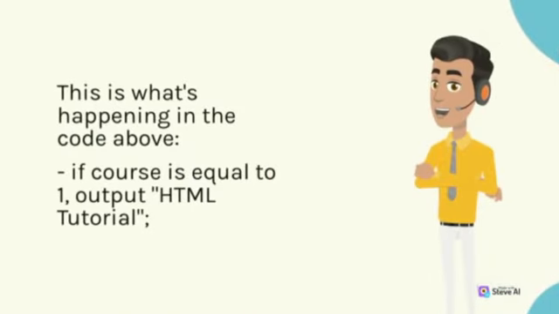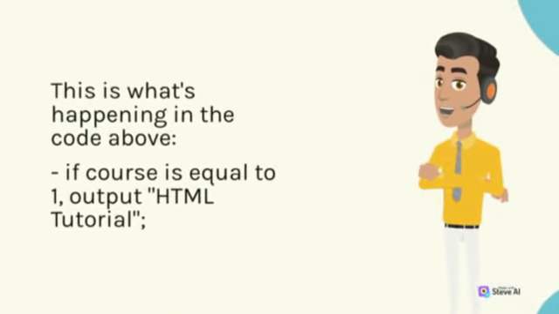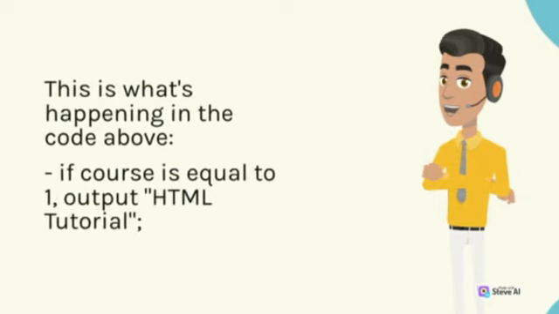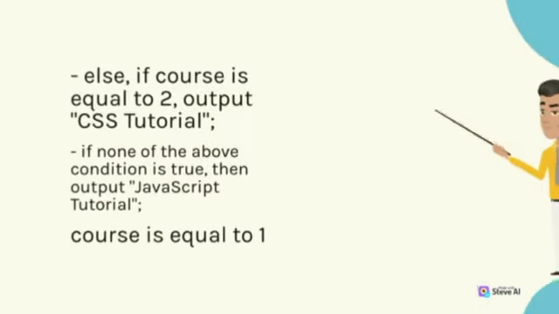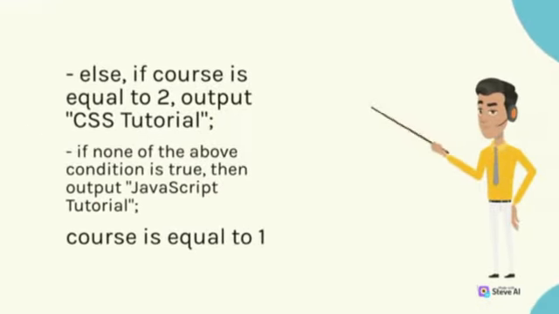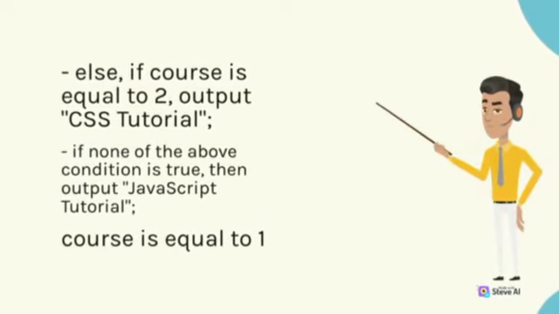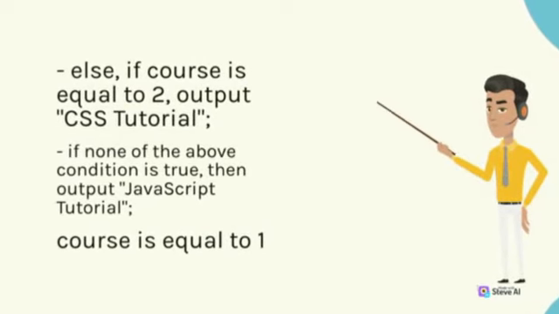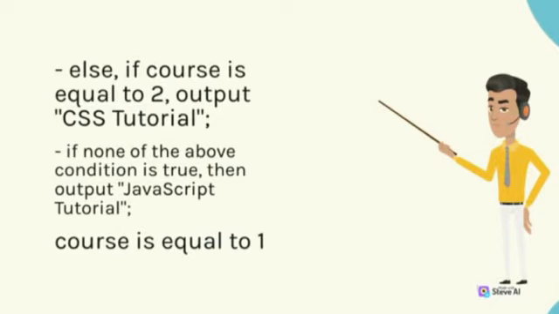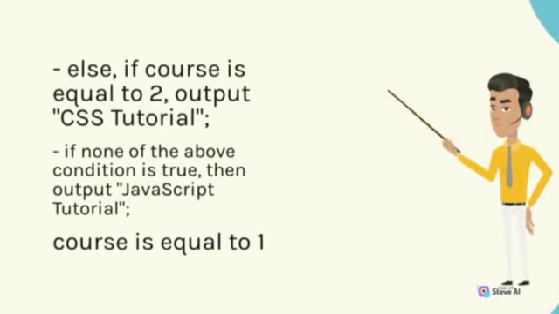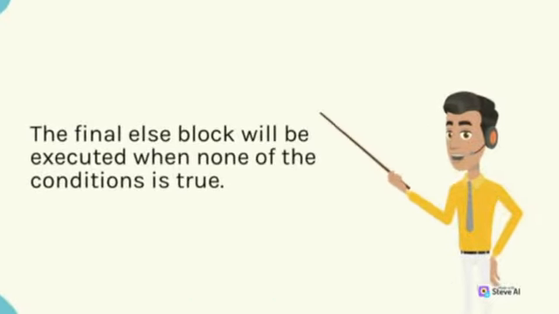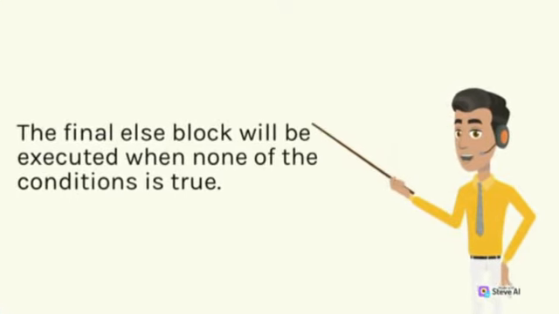This is what's happening in the code above. If course is equal to 1, output HTML tutorial. Else, if course is equal to 2, output CSS tutorial. If none of the above conditions is true, then output JavaScript tutorial. If course is not equal to 1 or 2, the final else block will be executed when none of the conditions is true.